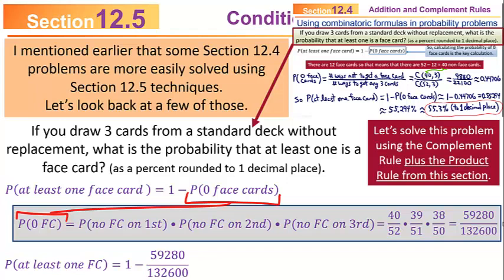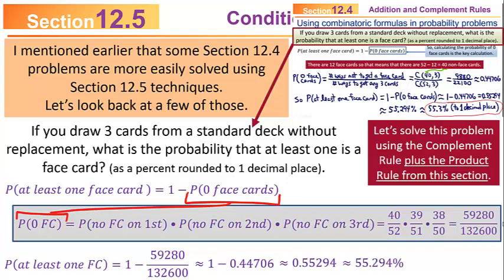So carry plenty of decimal places, and then when you round later, you will be accurate to one decimal place as a percent. I carried it to 5. So when I divided 59,280 by 132,600, I got 0.44706 to 5 decimal places. 1 minus that is about 0.55294. But remember, the problem said to change it to a percent and then round it to one decimal place.